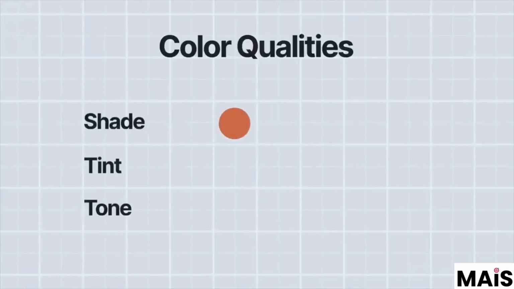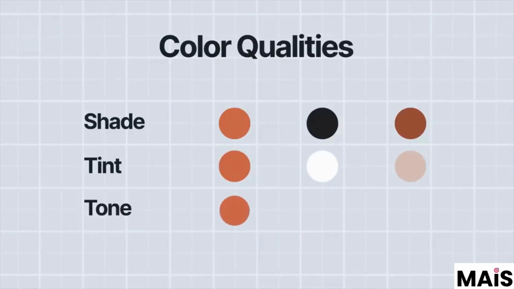Shade is created by adding black to a hue or color, in other words, darkening a color for it to be rich. Tint is created by adding white to make a color less intense. And tone is created by combining black and white, or gray, with a hue.